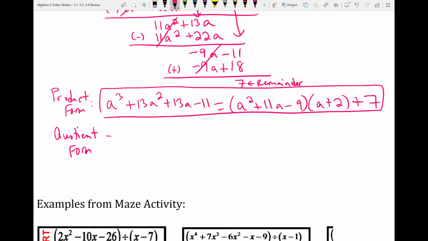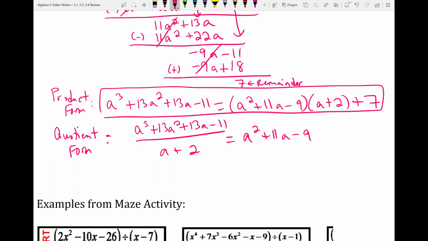Our quotient form is dividend over divisor equals quotient plus remainder over divisor.